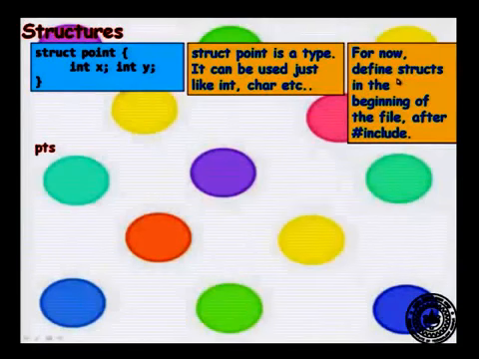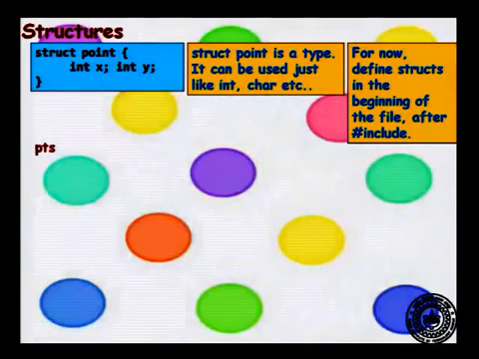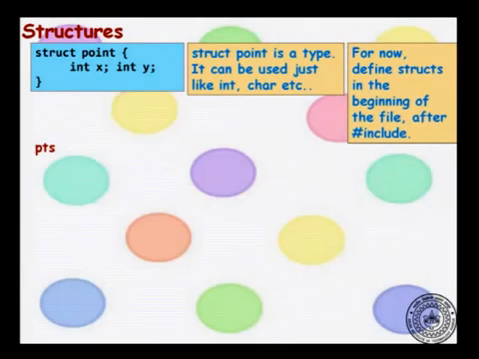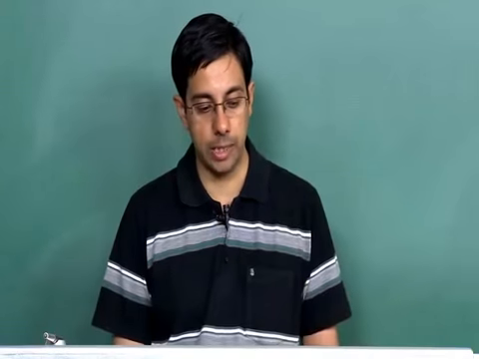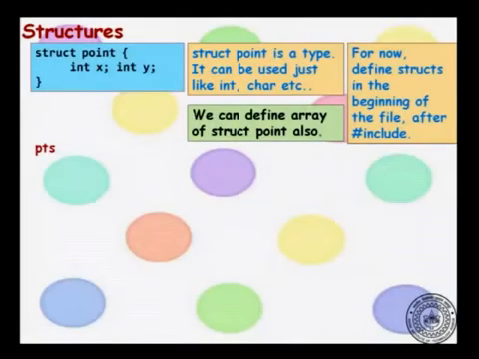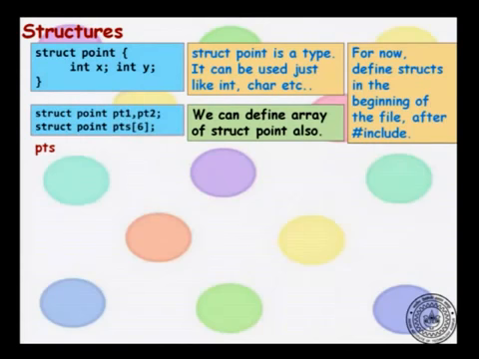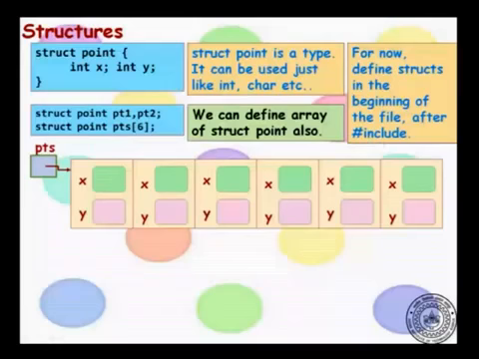For now, how do you define a structure? Usually you define all the structures that you need at the very top of the file, just after hash include. Okay. Now, you know that with a standard data type you can define an array of that data type. You can declare an array of int, an array of characters and so on. Similarly, you can define a struct point array. C says that user-defined data types are treated in the same way as the standard data types that it provides.